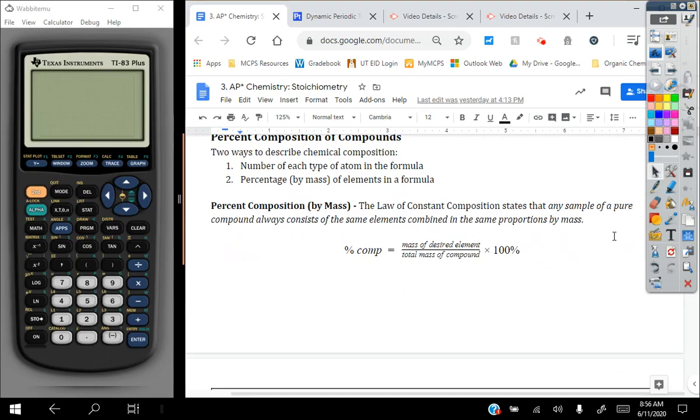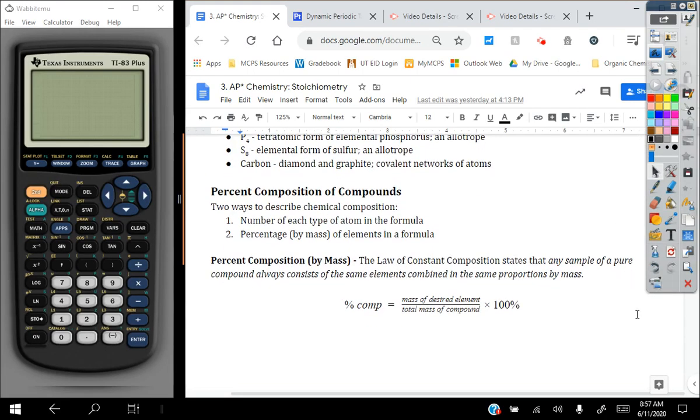Anyway, in this lesson, we're primarily going to talk about percent composition of compounds. So there's two ways to describe chemical composition. You can look at the number of each type of atom in the formula. So by looking at the subscripts, like CO2, I have one carbon and two oxygens in one molecule of CO2. Or you can look at the percentage by mass of the elements in that formula. So the law of constant composition states that any sample of a pure compound always consists of the same elements combined in the same proportions of mass.